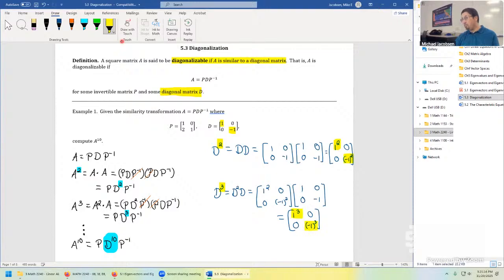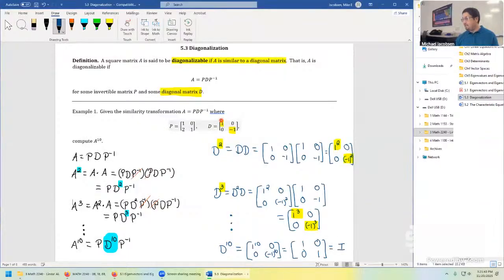So when you go to do this in the homework, it's actually pretty fast. You can just jump down to the big punchline, do this over and over again, and D to the power of 10 is just going to be the result of taking the main diagonal to that same power. So it's 1 to the power 10 here, 0, 0, negative 1 to the power of 10. That means it's the identity matrix: 1, 0, 0, 1.